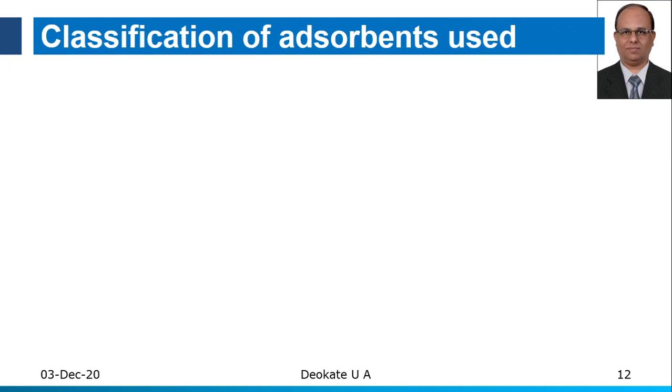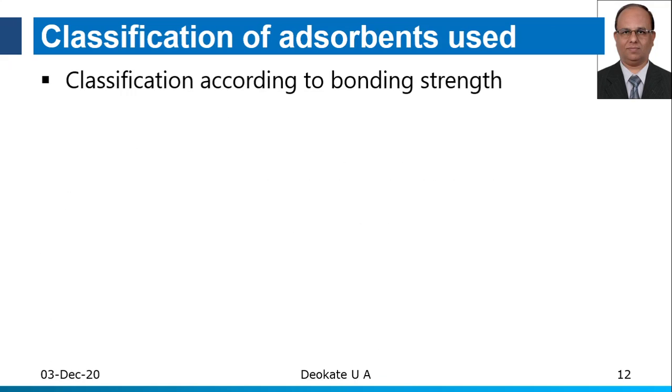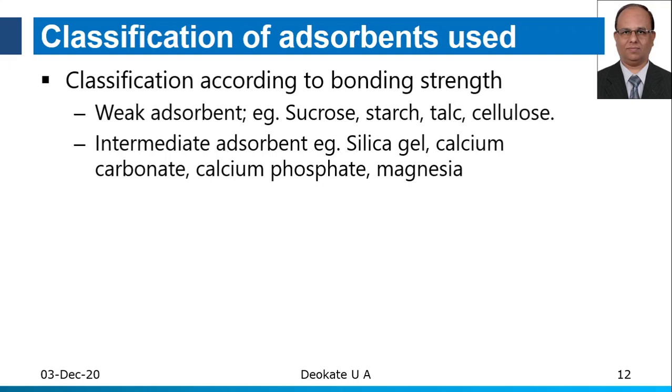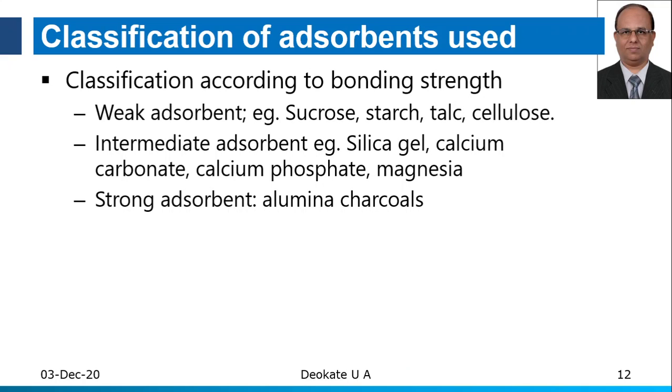The adsorbents used in column chromatography are classified according to the bonding strength, as we have studied in thin layer chromatography. Weak adsorbents include sucrose, starch, talc, cellulose. Intermediate adsorbents include silica gel, calcium carbonate, calcium phosphate, and magnesia. Strong adsorbents include alumina, that is aluminium oxide, and charcoals.